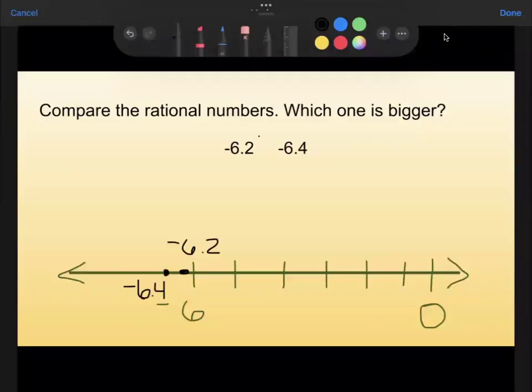So I'm going to make the symbol open up to that number. Now, this also feels a little strange because we're used to 6.2 being less than 6.4, but not when they're both negative. When they're both negative, we have to look at which one is actually closer to 0 to identify the bigger one.